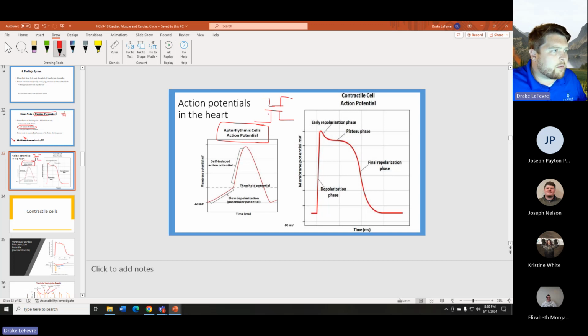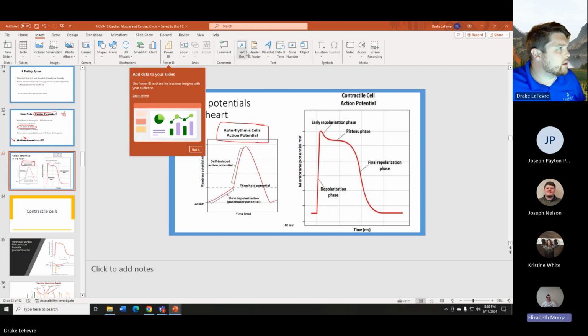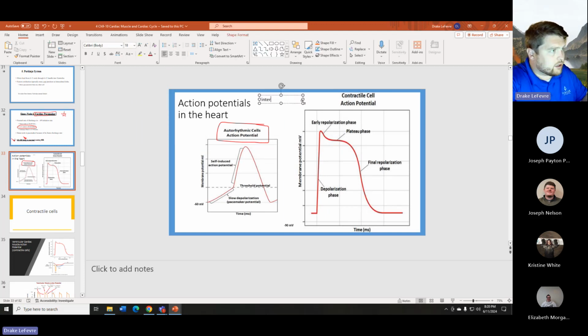Does anybody remember the name of the protein that holds these two things together? Desmosomes. Yeah. What's this whole structure actually called? The whole thing? Does anybody remember? The intercalated disc. Does that ring a bell? Yes. Intercalated disc. Okay.